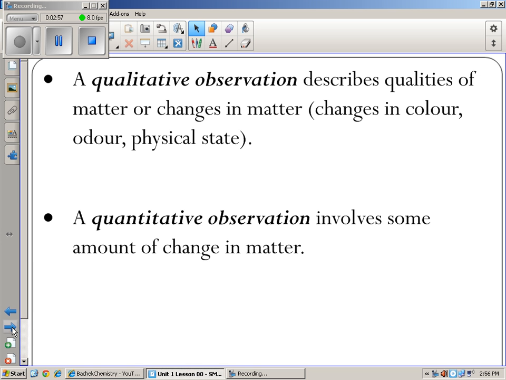Quantitative observations, which is mostly going to be Unit 4 for us, is how much. How much do we expect to get? How much, what's the mass going to be of this product? Or how much do I need to use to make this much? So that's a quantitative observation.